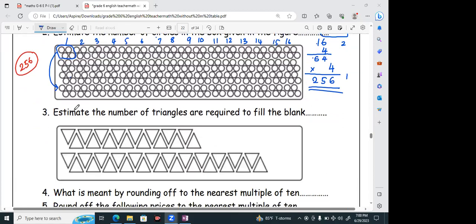Okay. Then the third one, estimate the number. Can you estimate how many triangles are needed to fill this blank? How many triangles do we need to fill this blank? Can you count, estimate it? That means you have to look at how many units are needed. Then in a 1 unit there are how many triangles? Likewise count. Look how many are needed. 8 triangles. All of you, please tell me the answer.